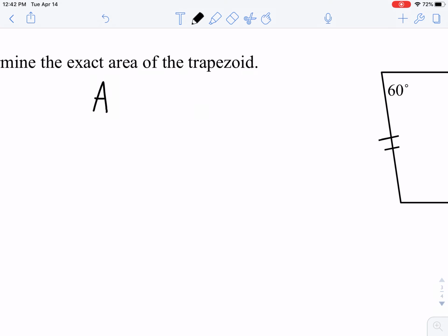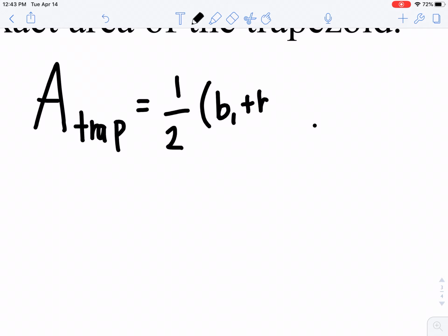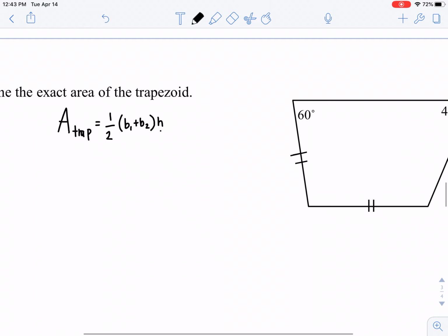So just a reminder that our area formula for a trapezoid is 1/2 base 1 plus base 2 times your height. So let's see what we're given over here.